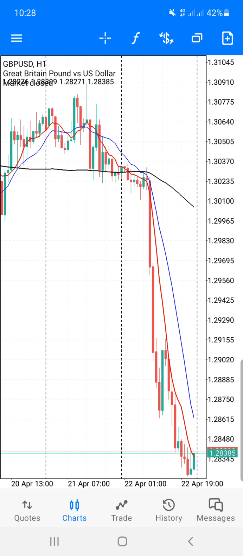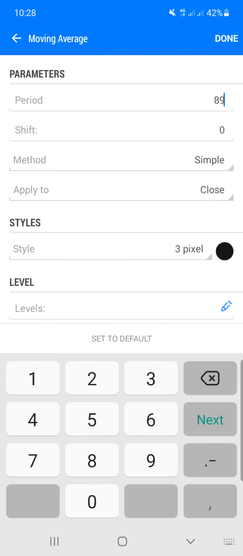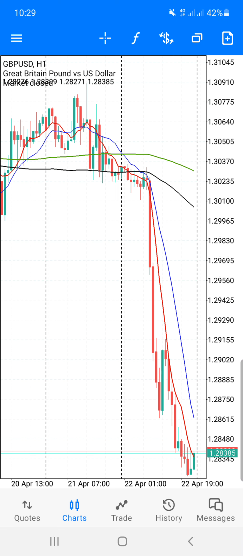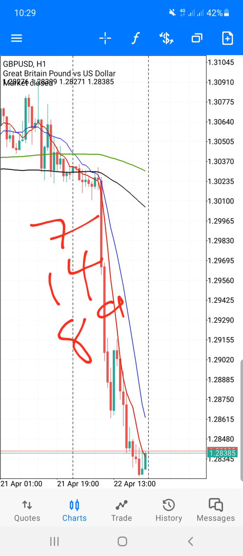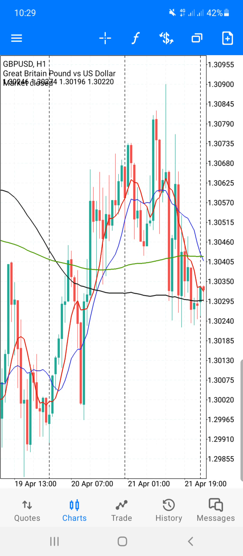Right, then the last moving average we need to add is 200 moving average. Click on this 200 moving average. Then let's make the color, let's say green. Right, so now we have added the 4 moving averages we need, which is 7, 14, 89 and 200 moving averages. So now I'll explain the significance of these moving averages and what they represent when trading.